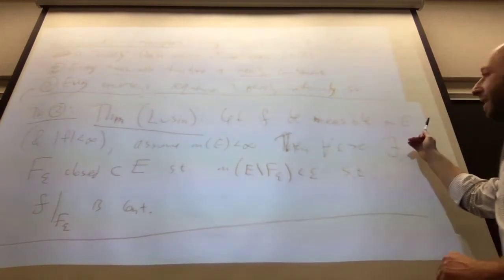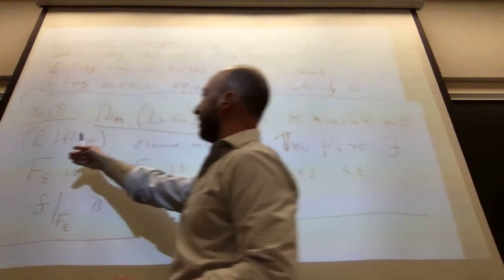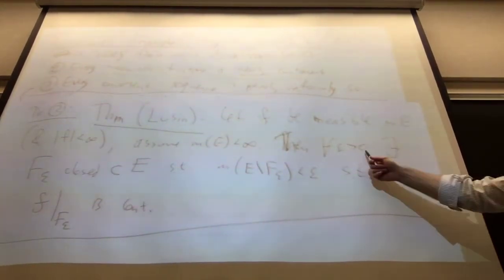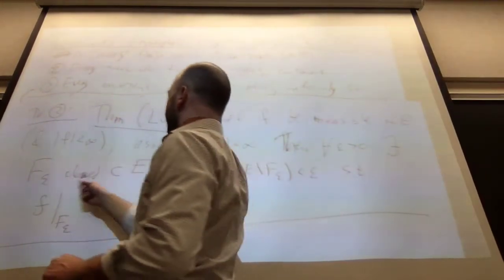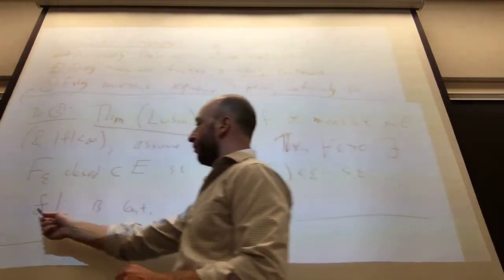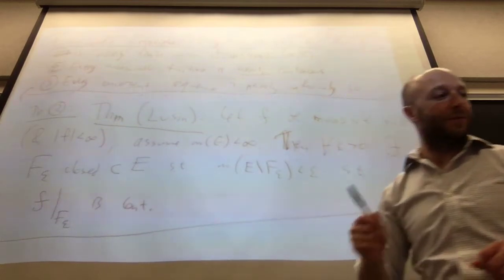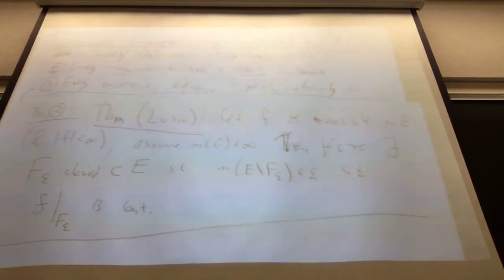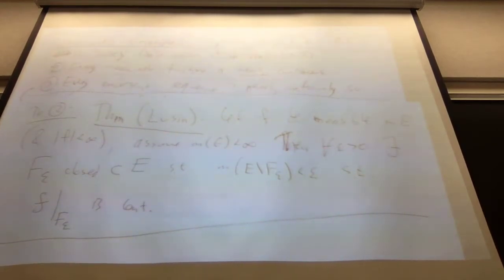Okay, so one more time. If you have a measurable function on E with finite values and E itself has finite measure, then for every epsilon, you will find a closed subset with small measure such that f restricted to F epsilon is continuous.